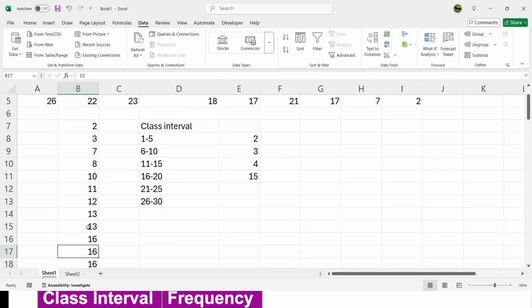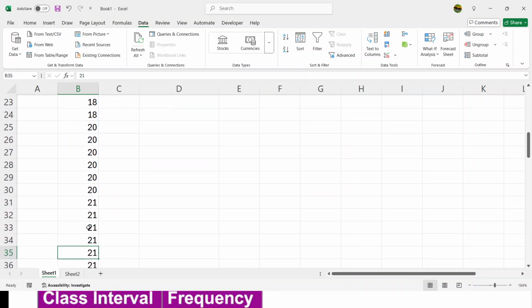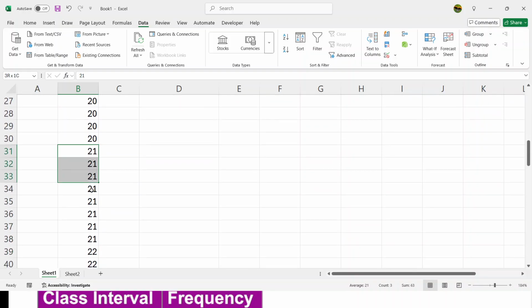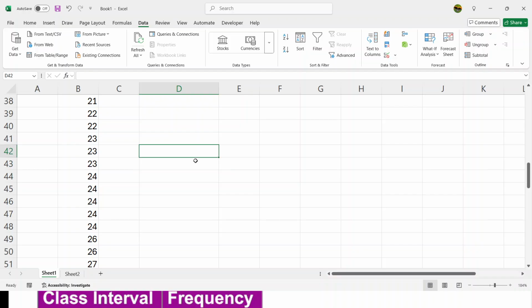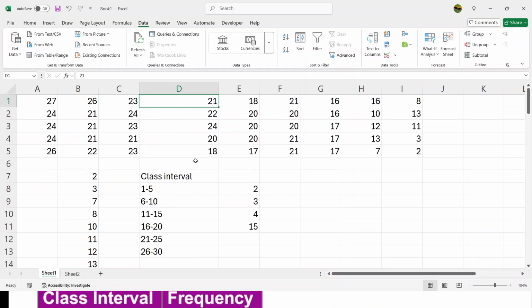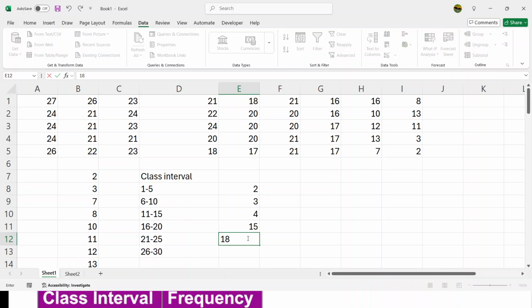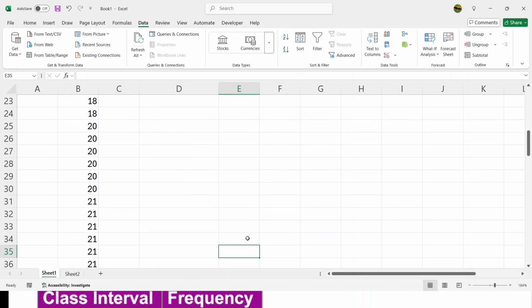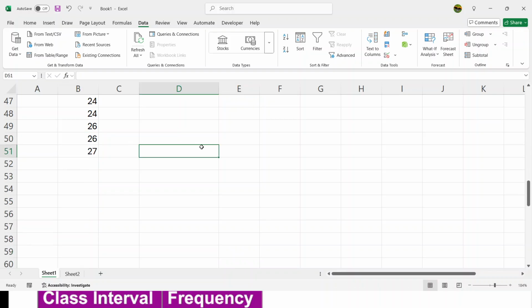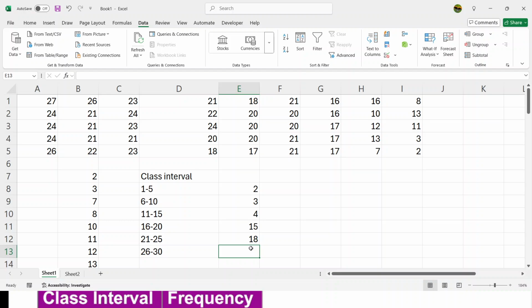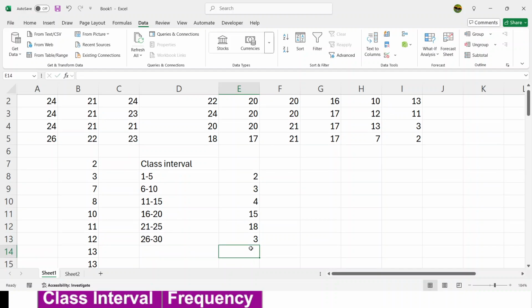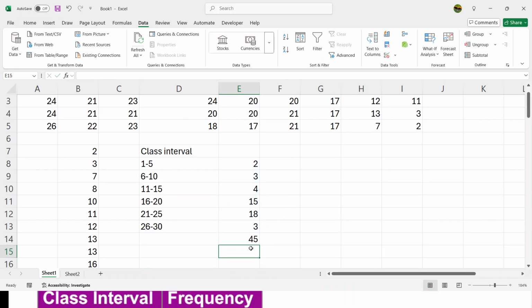If I go to 21 to 25, that is 18. And the last one, 26 to 30, is only 3. So this is what I got. Maybe you can also confirm if these figures are correct. My total is 45, which was the number.